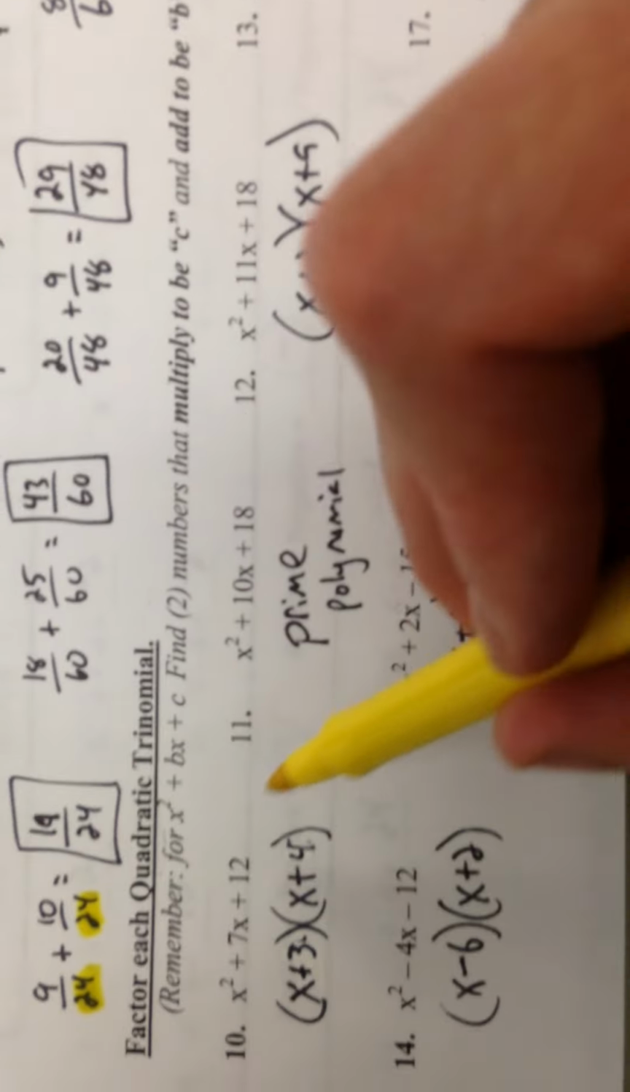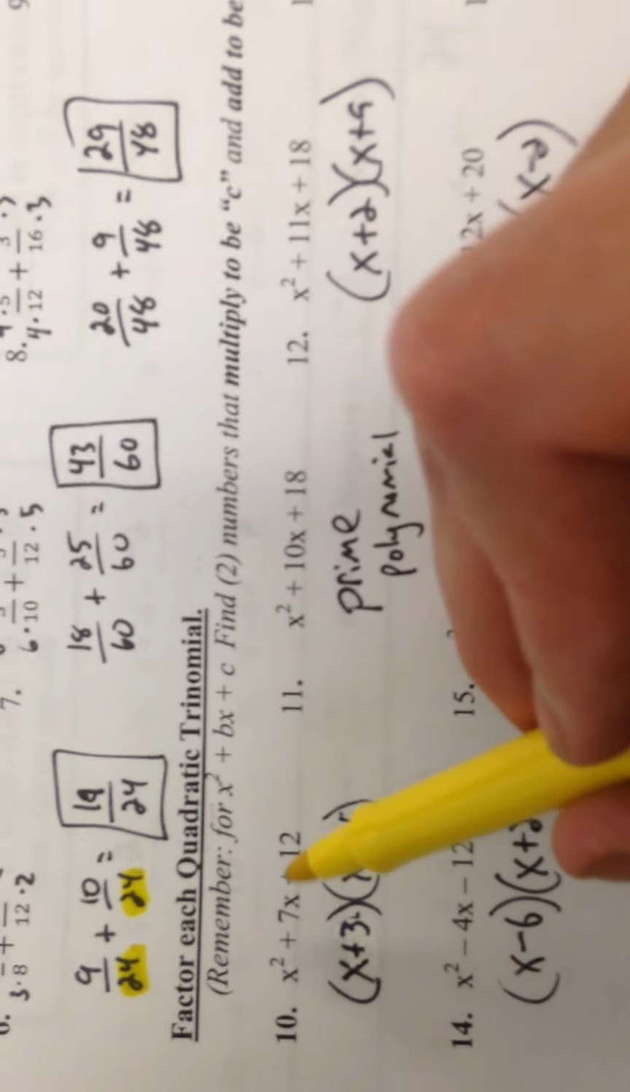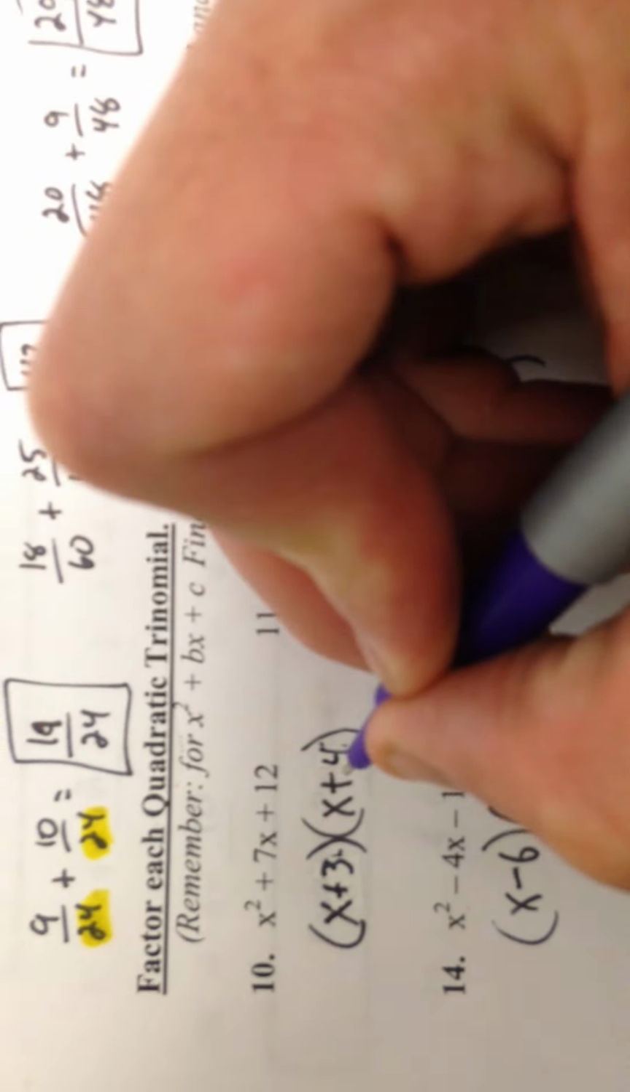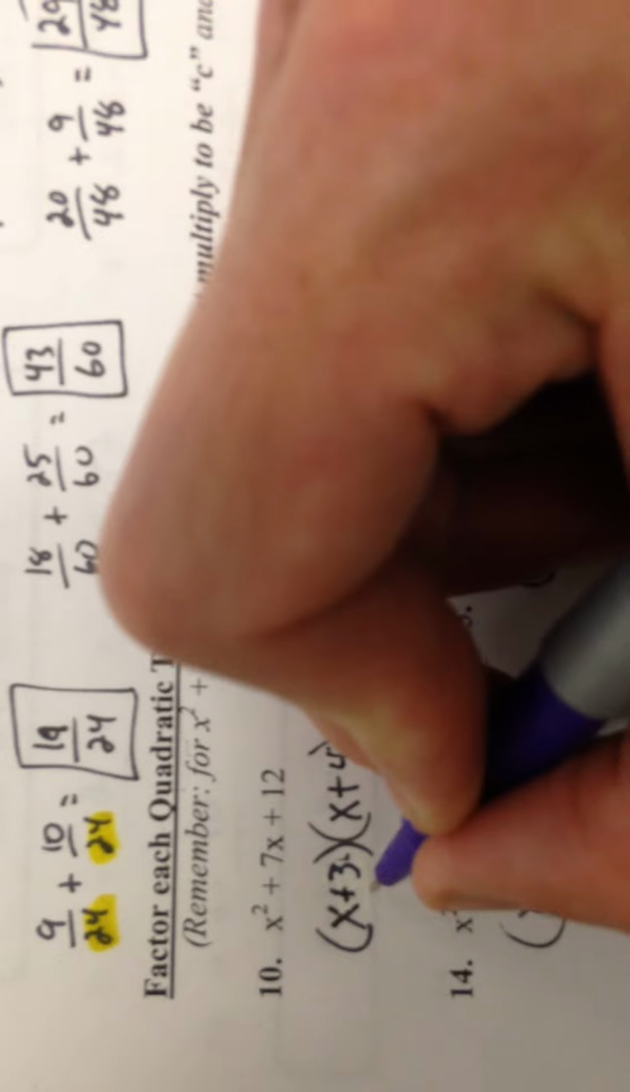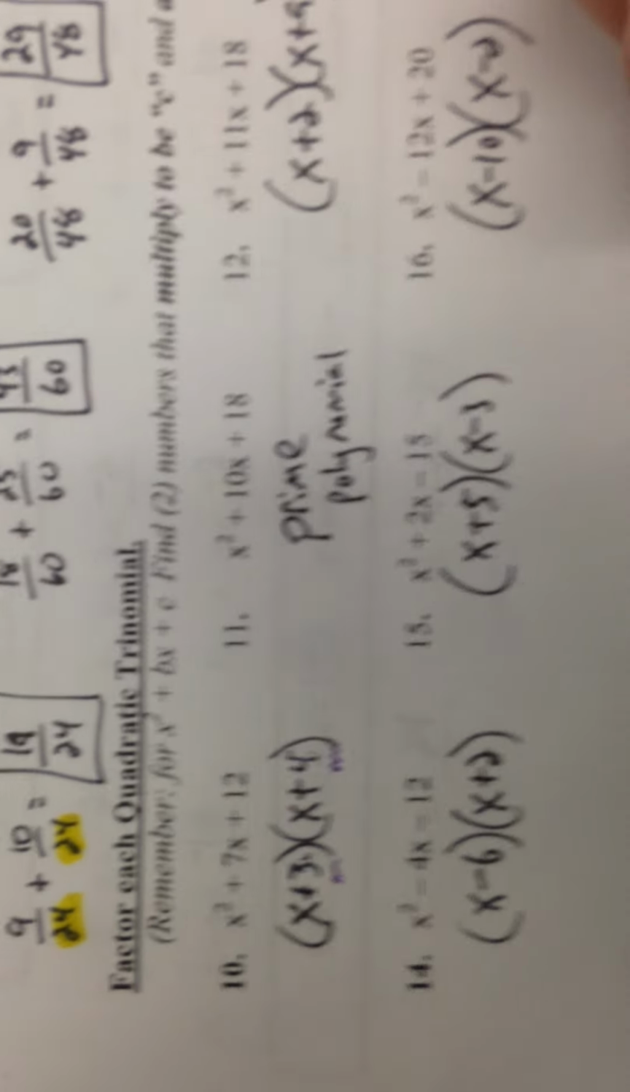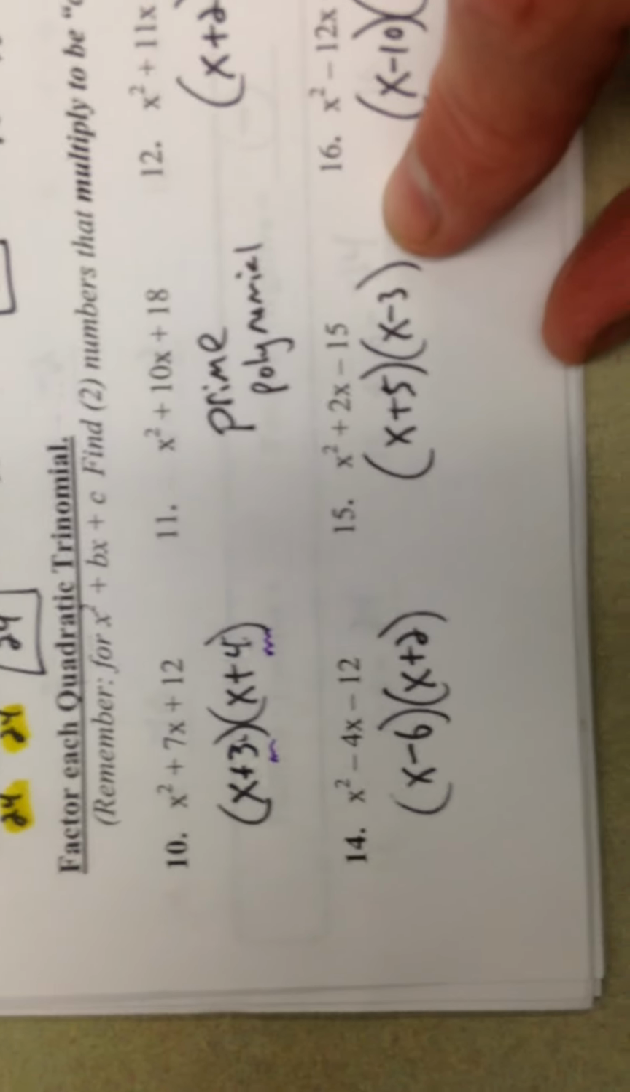Down here, we are factoring quadratic trinomials. So this is the FOIL in reverse problem. Basically, when we are doing these, we are asking ourselves, what two numbers multiply to be 12 and add to be 7? We have to think about reversing the FOIL process.